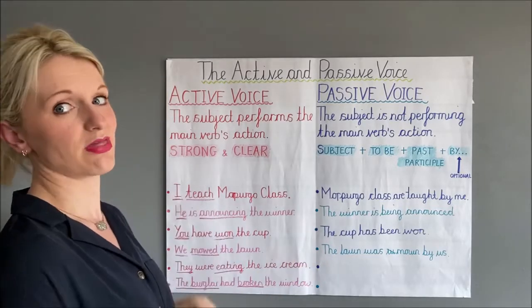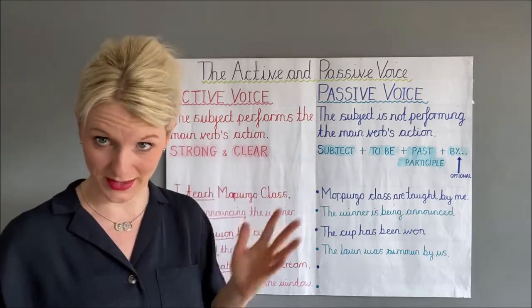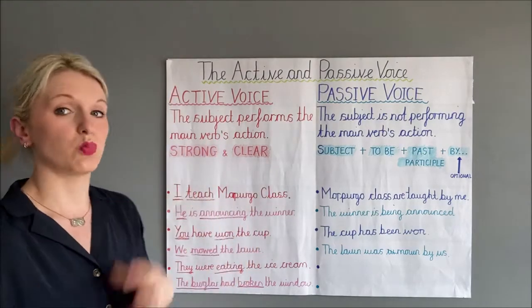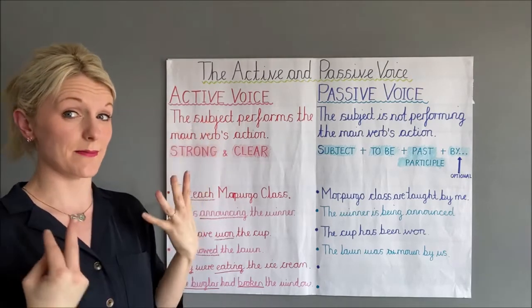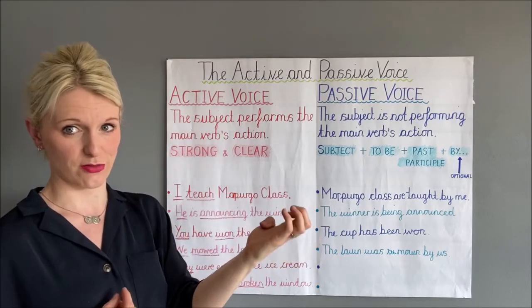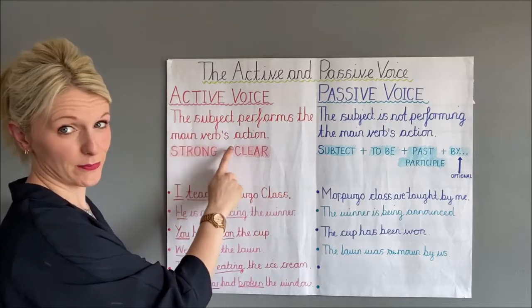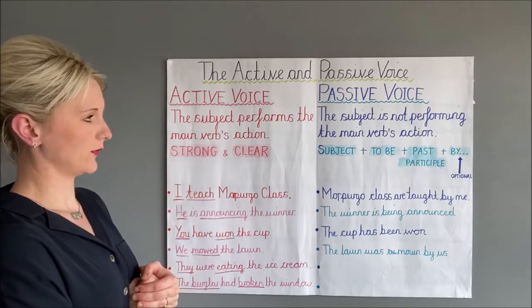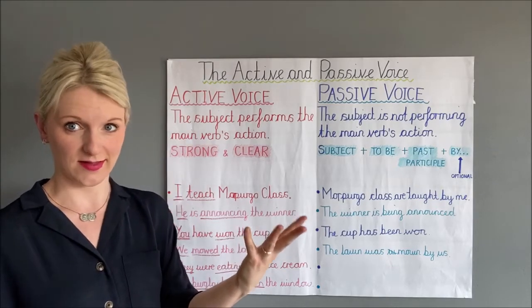So we're going to start with the active voice because that is the one that you will be most familiar with. So the active voice, what is it? The active voice is when the subject of our sentence, so remember that's the person in our sentence or the thing in our sentence that is performing the verb. The subject is performing the main verb's action. Okay, so they are the one doing the main action in the sentence.